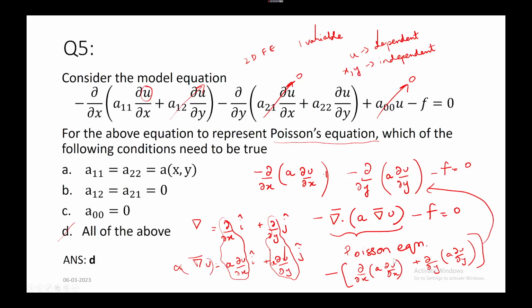So this is the Poisson's equation, and we can say that Poisson's equation is one particular subset of the model equation.